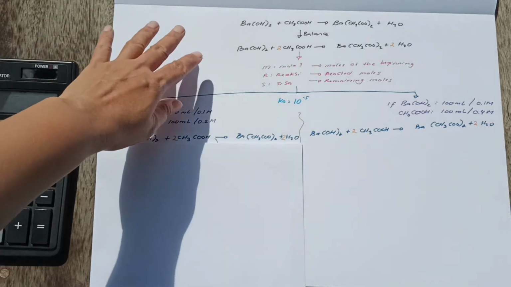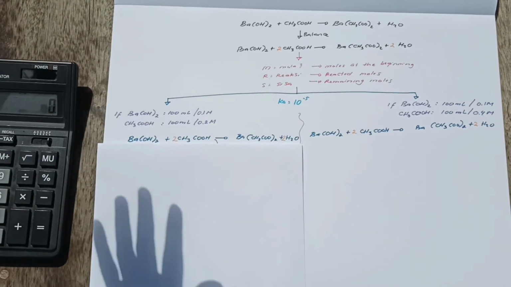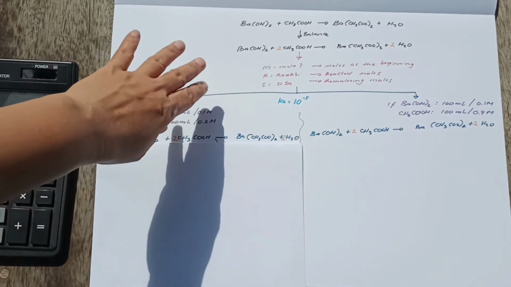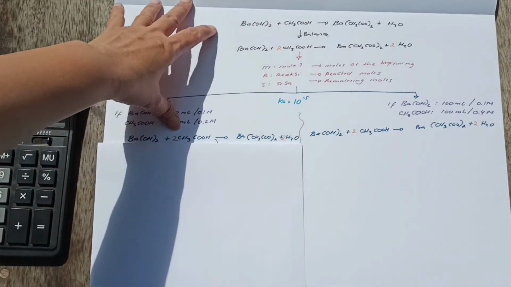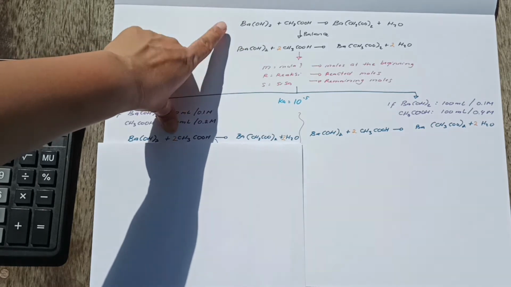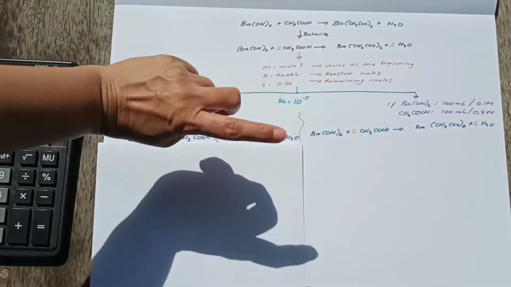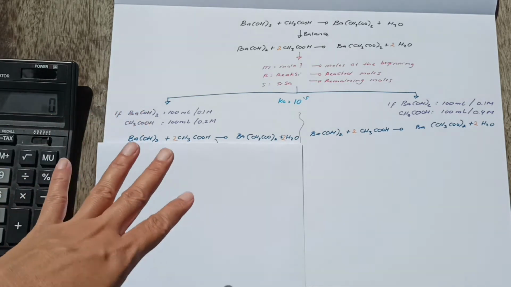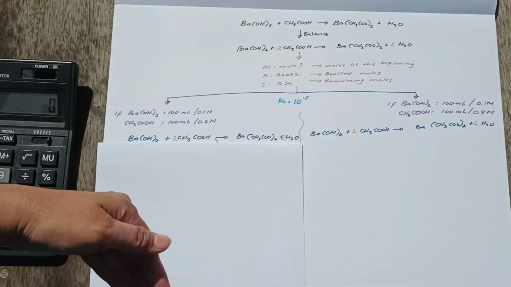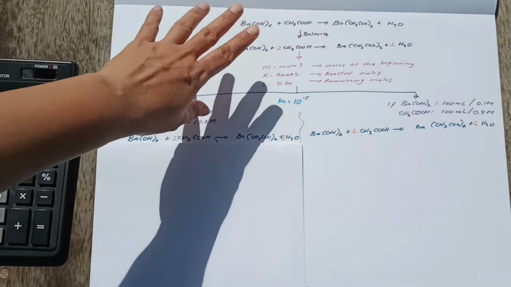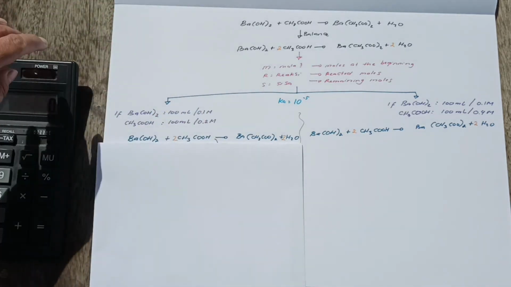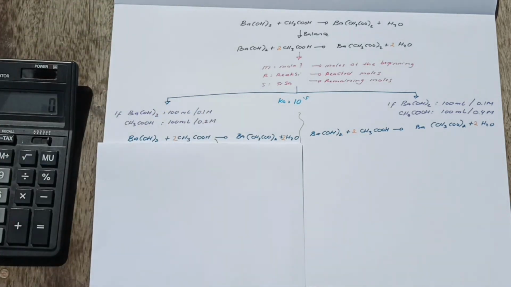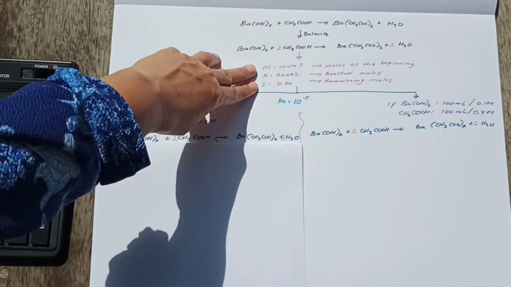So we're going to have a reaction between barium hydroxide and acetic acid. And for this one, you need to balance them first. See, balance. Once they have been balanced, then you can move on. If you haven't balanced them, it's going to be very troublesome because the rest of your answer is going to be wrong. And then we're going to use a notation language here, which is mula-mula, reaksi, and sisa.